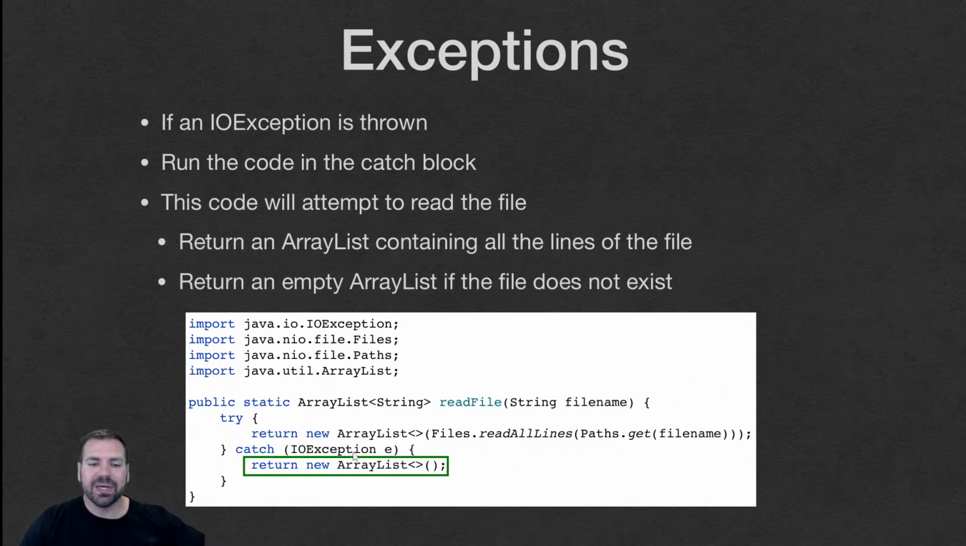So if an IO exception is thrown, so if this file name doesn't exist, if it's not an actual file, we're going to run this code. And in this case, I'm just going to return an empty array list. This mirrors what you're asked to do in your homework for both of the methods that you have to write for task 6. If the file doesn't exist, it will either return an empty array list or an empty hash map, depending on which one you're... Actually, no, they both return array lists, don't they? Depending on which one you're working on.